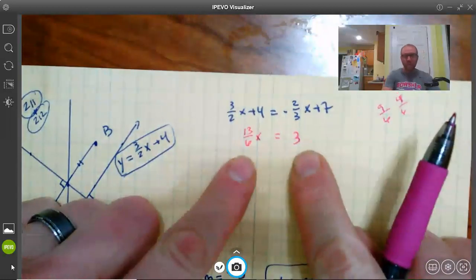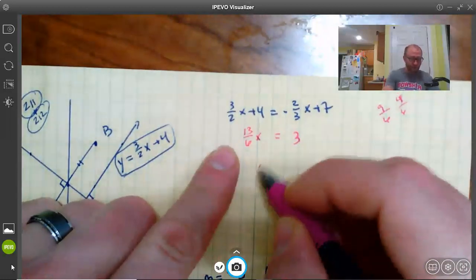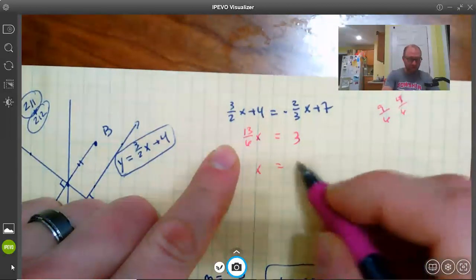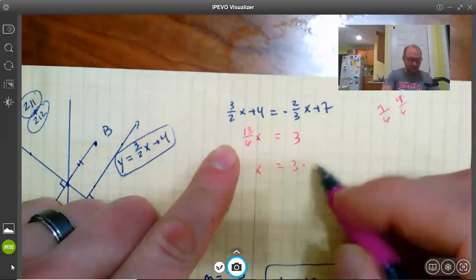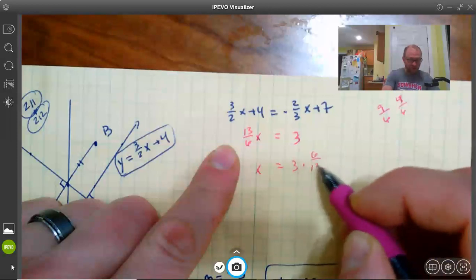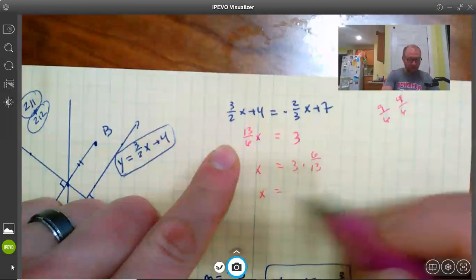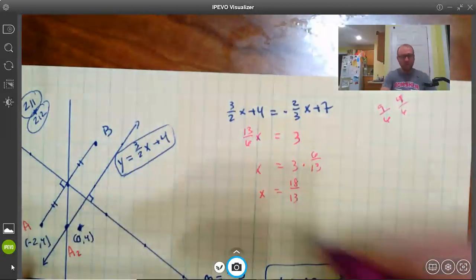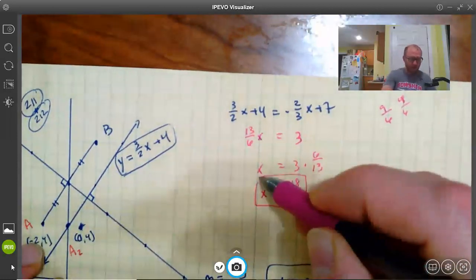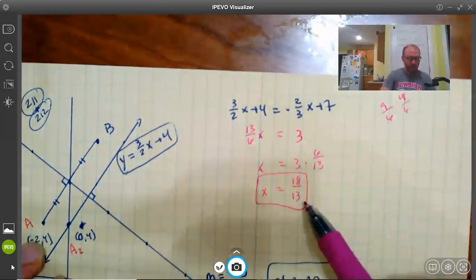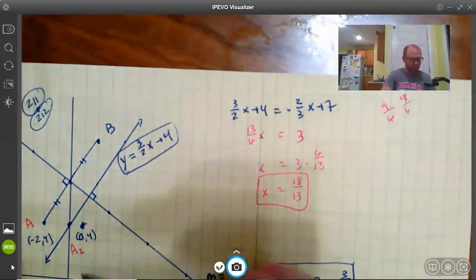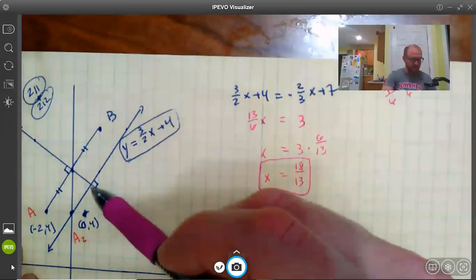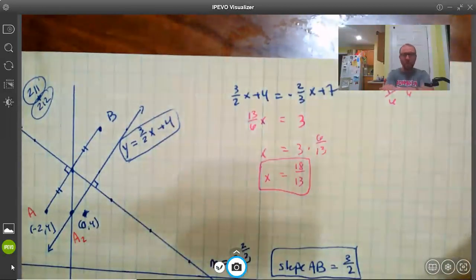And let's see, then we'll divide by 13/6 on both sides, which is the same as 3 times 6/13, and that makes it 18/13 for x. Let's see, 18/13 is a little bit over 1. Looks like our point of intersection is in fact a little bit over 1, so we're good there.